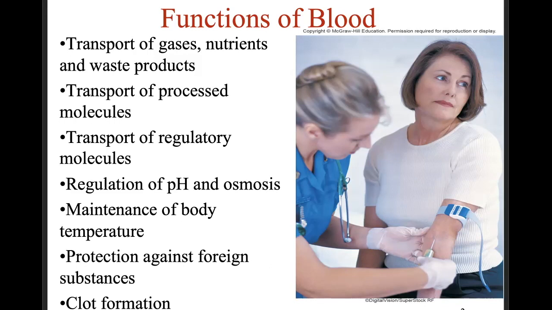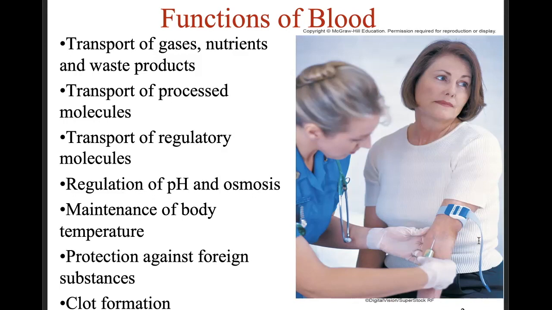Okay, the second one is transport of processed molecules. There are many molecules that will undergo a series of processes before they are utilized by the body. With that, the blood is responsible for carrying these molecules from the site of origin to the area where they are being processed. Same as here on the third one, transport of regulatory molecules.